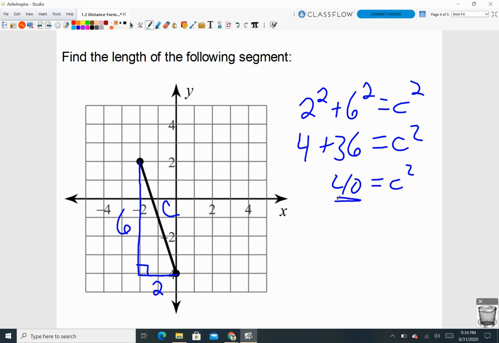And again, 40 is not our answer. I need to take the square root of that. My hypotenuse, this slanted length, is 6.3.